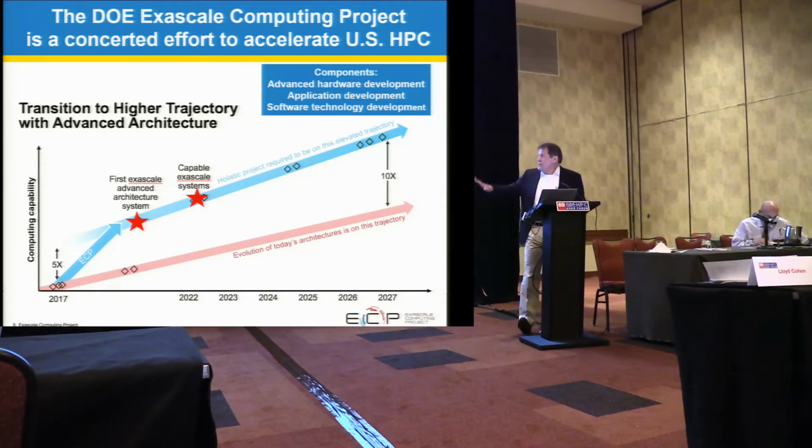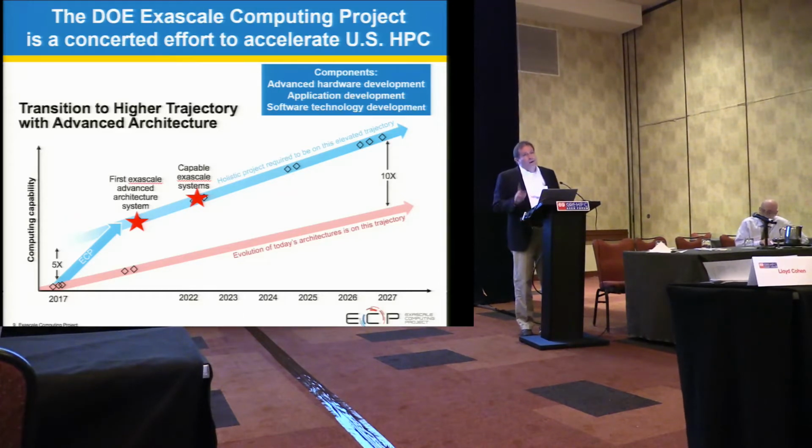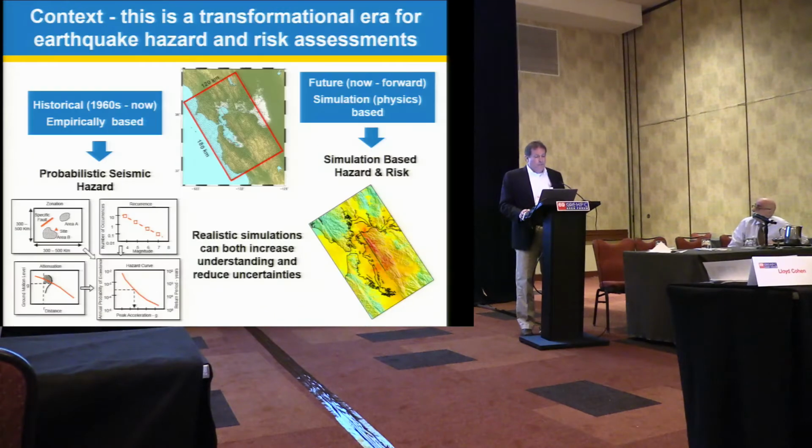In cartoon fashion from the program, we are trying to get US high-performance computing onto a significantly different vector. The pink vector schematically shows where we are now, and we'd like to get up to the blue. So that's really the motivation.